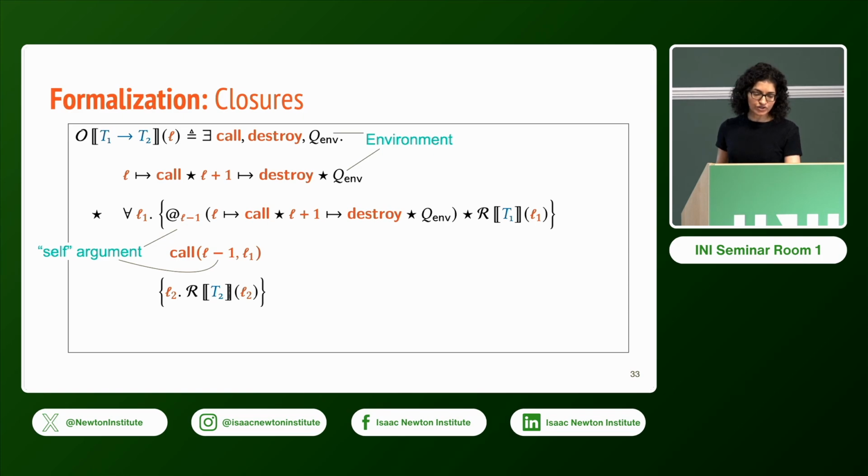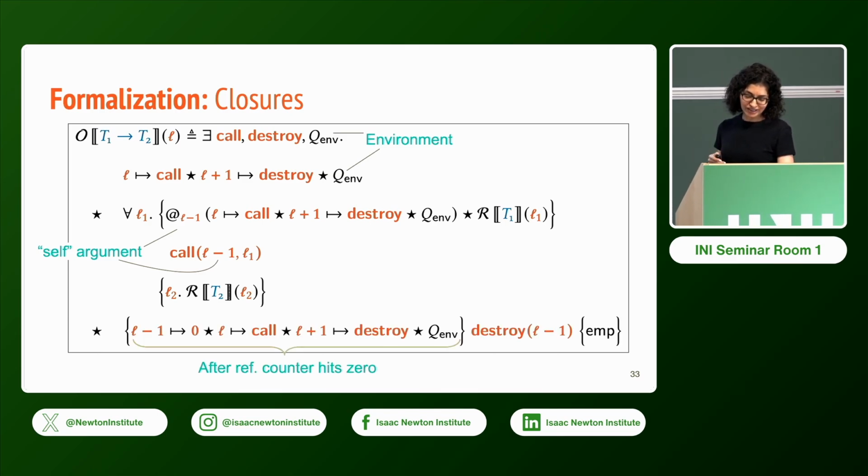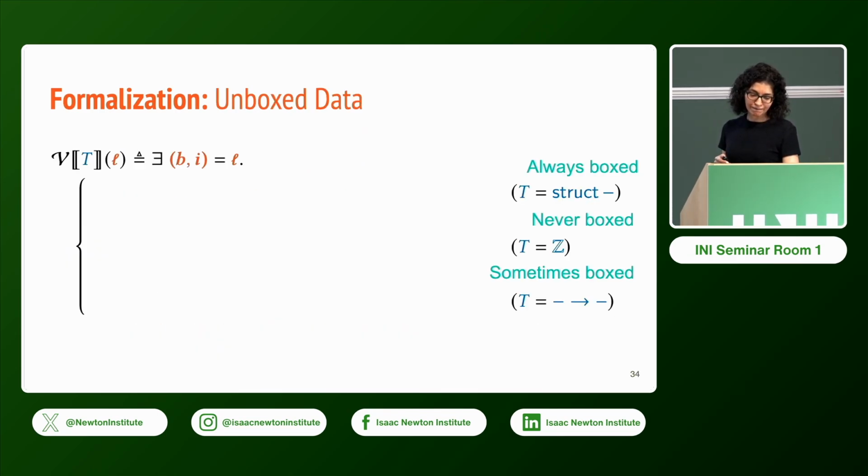I won't go into the details of closures, but closures have more complexity. There's a self-reference that needs to be passed. Call is the function that needs to be called, but there also has to be a destroy function that cleans up the environment afterwards, when you have zero references left to that closure. I'll just skip over that though. Okay. And then there's unboxed data.